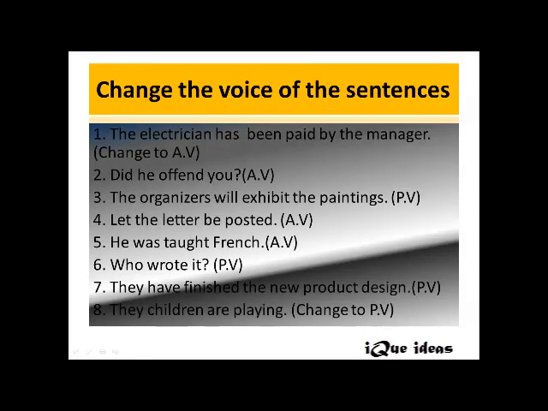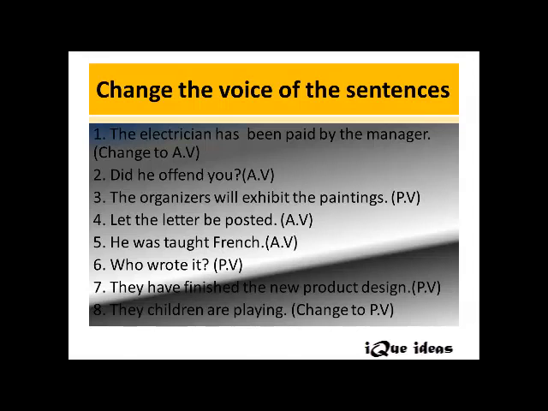Earlier we did the task of identifying the voice. Now we have to change the voice of the given sentences. Like the first one, "The electrician has been paid by the manager." This sentence is in passive voice and we have to change it to active voice. Next one, "Did he offend you?" This is also in active voice. We have to change this into passive voice. Third one, "The organizers will exhibit the paintings," right? This is in active voice and we have to change it into passive voice.